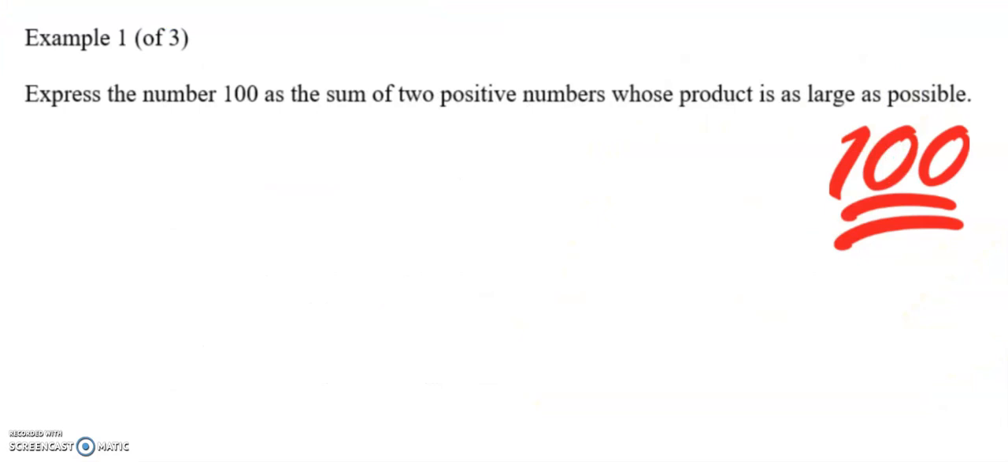Okay, so express the number 100 as the sum of two positive numbers whose product is as large as possible. So when I read this, I'm going to take two positive numbers. I will call one x and I will call one y. And I want to make their product P. Well, product would mean multiplication. I want to make their product, and keep this in green, as big as possible.